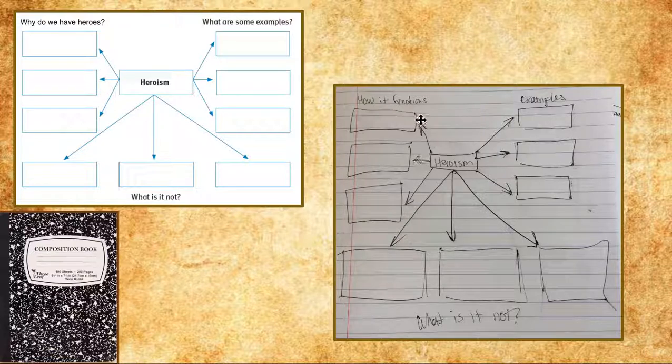So write on the left-hand side of your page in your reader-writer notebook 3 reasons why we have or need heroes. On the right, give 3 examples of heroism. At the bottom, write 3 things that heroism is not. Make sure to just make the graphic organizer much like you see it on the right. Don't worry too much about making it perfect. We want you to just organize your thoughts.